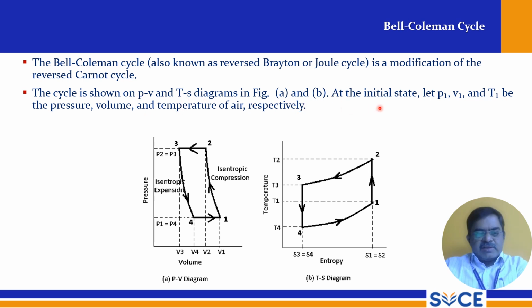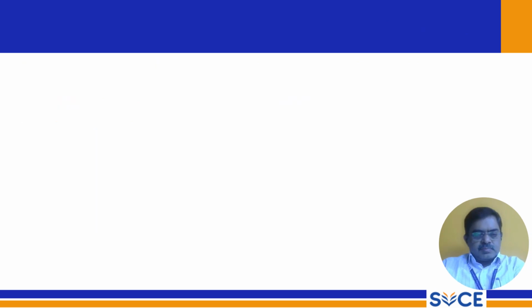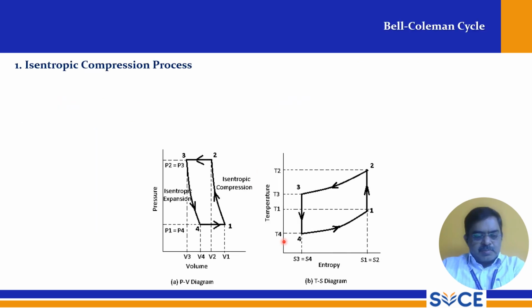Figures A and B: at the initial state, P1, V1, T1 are the pressure, volume and temperature of air respectively. Similarly, we have point 2, point 3, point 4. For each point we have P1, V1, P2, V2, P3, V3, P4, V4. Similarly, S1 to S4 in the temperature entropy diagram. There are four processes in this cycle, similar to the reversed Carnot cycle. The first one is isentropic compression.